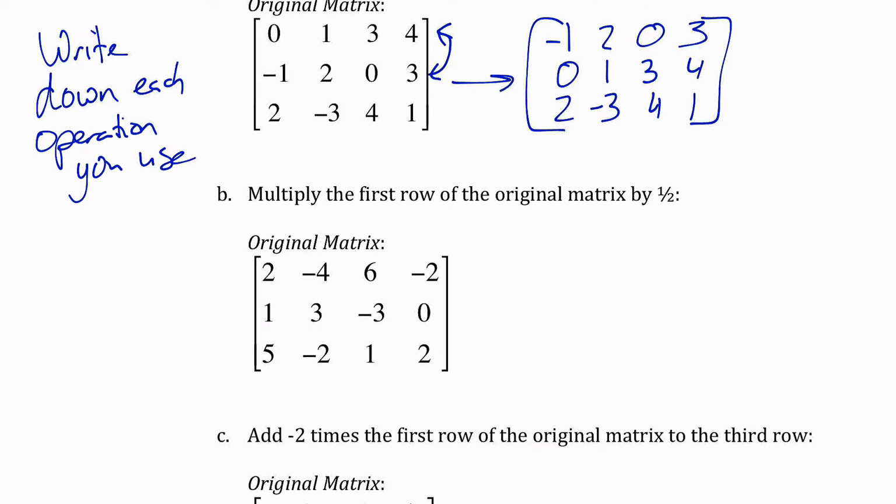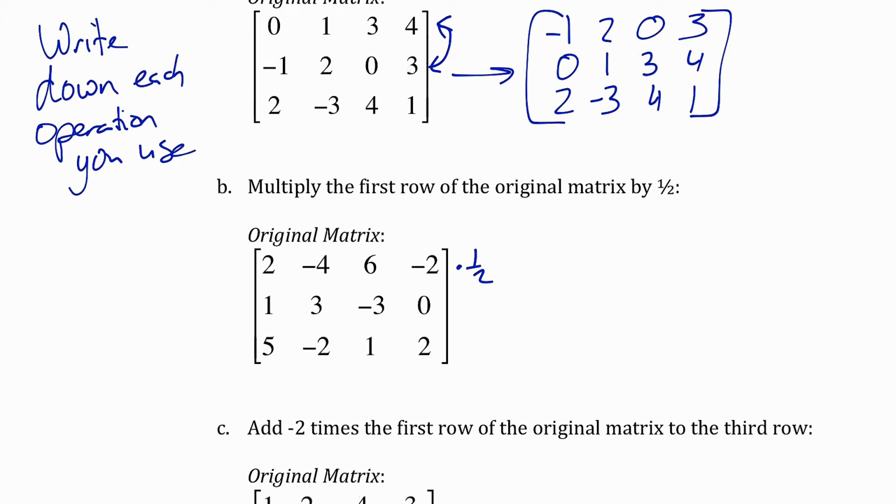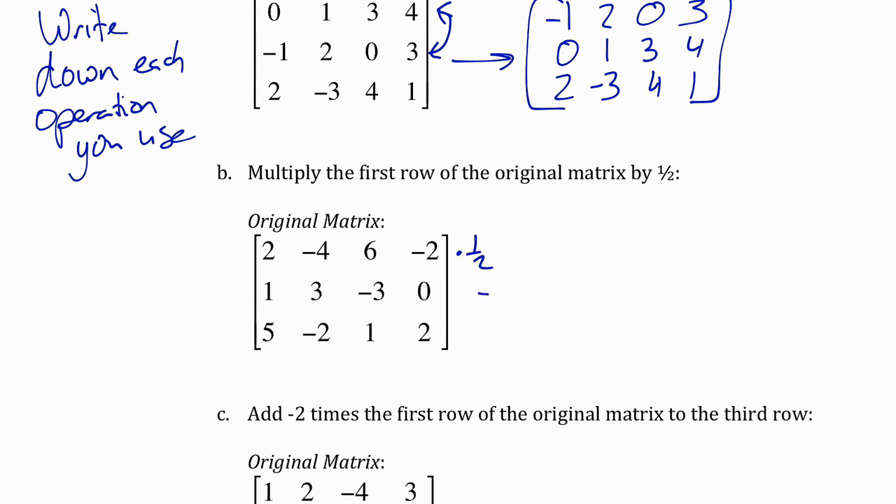Part B, it says multiply the first row of this new matrix by 1/2. So again, we're going to take every value in that first row and multiply by 1/2. So 2 times 1/2 is 1. Negative 4 times 1/2 is negative 2. 6 times 1/2 is 3. Negative 2 times 1/2 is negative 1. We didn't touch row 2, so we're just going to rewrite that. And row 3, hey, we didn't touch that either.